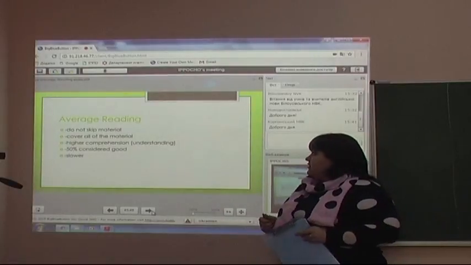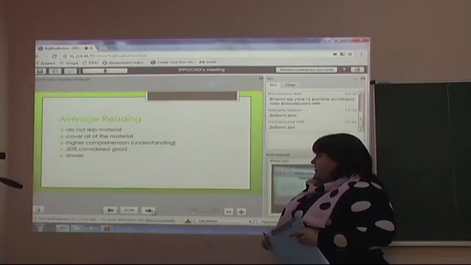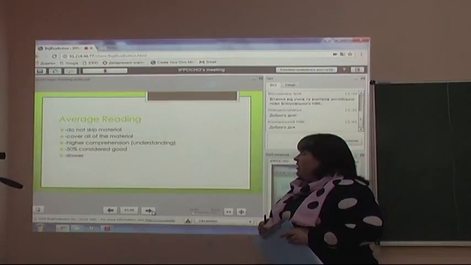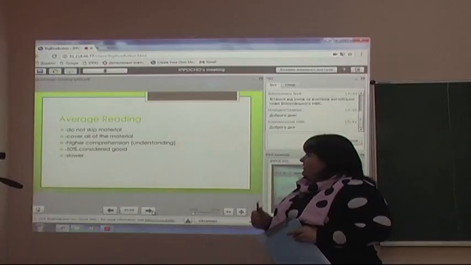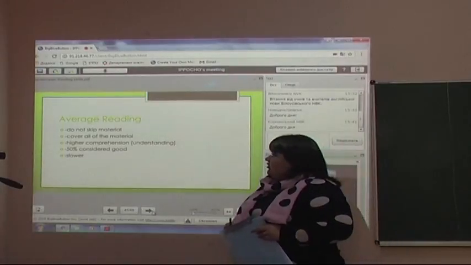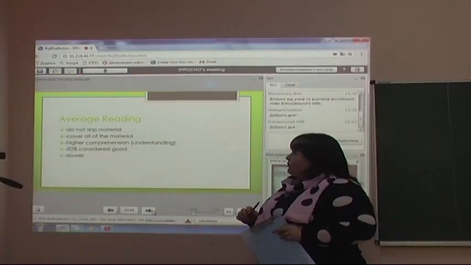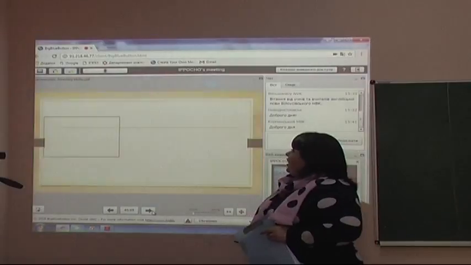It's close reading, so if you read it very closely, you don't skip material, you cover all the material, with high comprehension of understanding, but only 50% is considered good. And the last one is very slow.